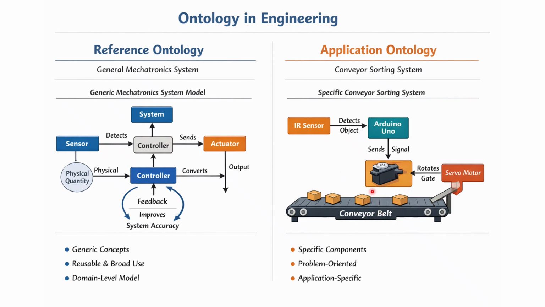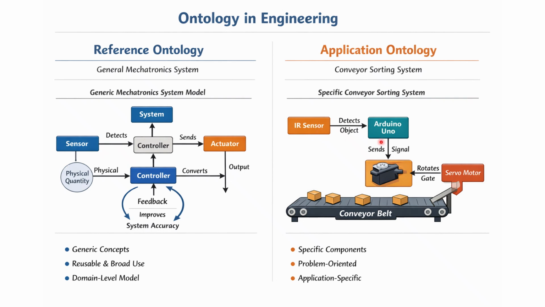Now, an application ontology is a specialized ontology developed for a specific application or project. It uses the basic concepts from the reference ontology and customizes them for a particular application or system. Take the example of a conveyor sorting system. In a conveyor sorting system, we are going to sort the objects coming on the conveyor. For this, we are going to use an IR sensor. The IR sensor is used to sense or detect the object.